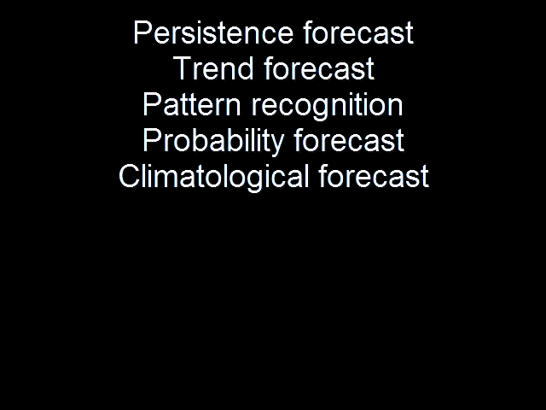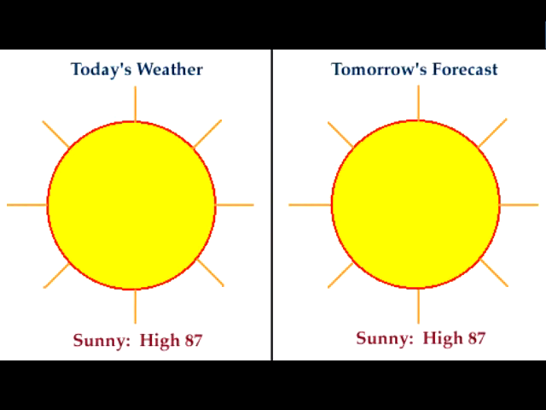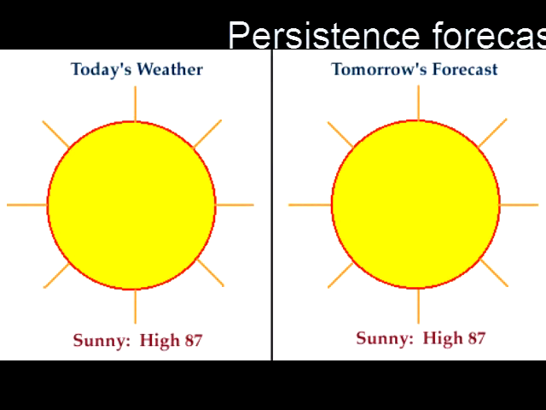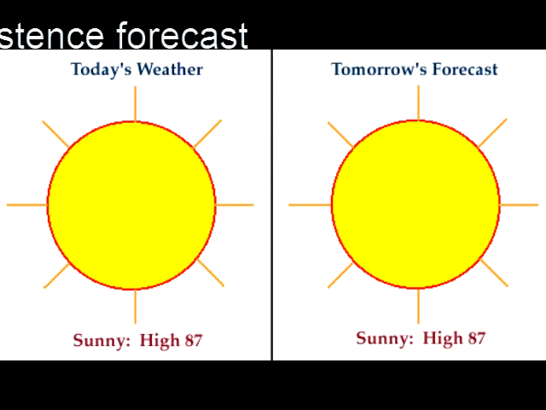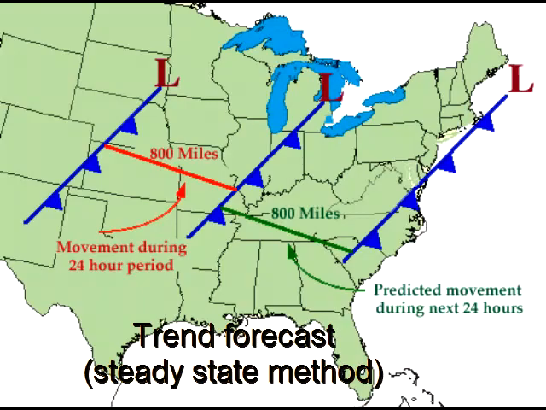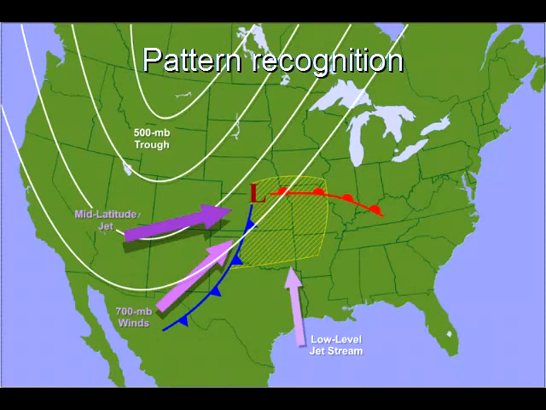We differentiate between various kinds of forecasts. Persistence forecast assumes that future weather will be the same as present weather. It is often accurate for a time span of several hours, especially in regions which are not strongly affected by the jet stream. Steady state or trend forecasting assumes that a surface weather system such as a cold front will maintain its speed and direction. The pattern recognition method assumes that existing features on a weather chart will produce similar weather patterns as they have in the past.